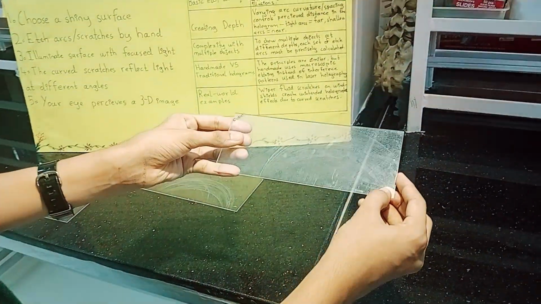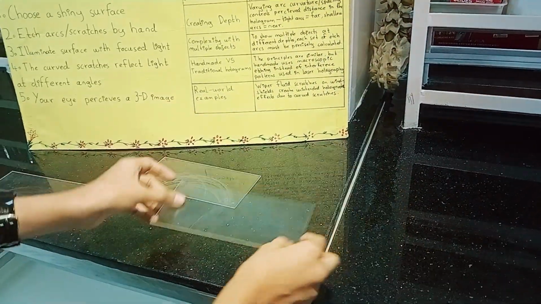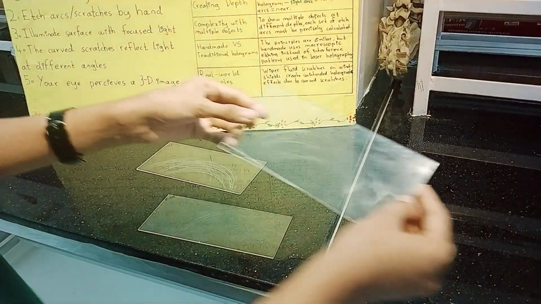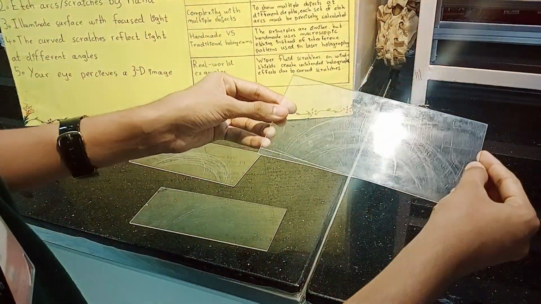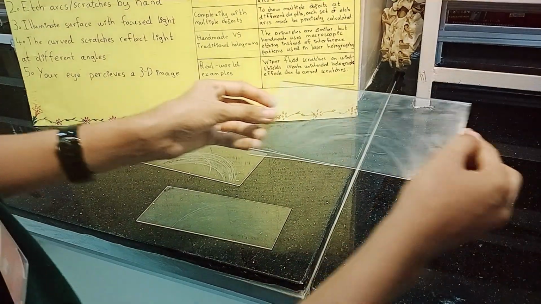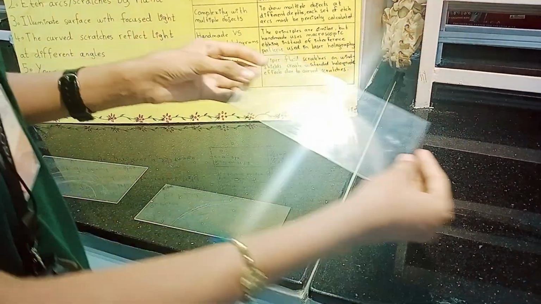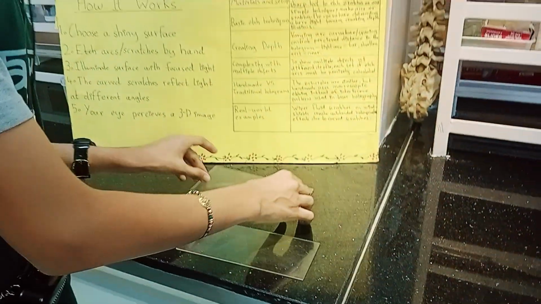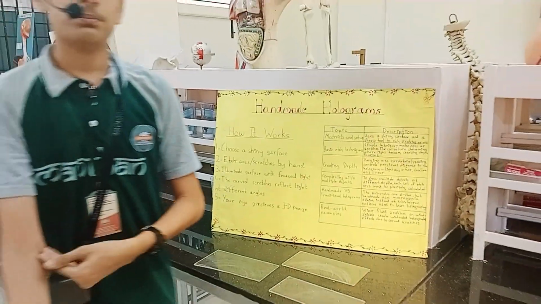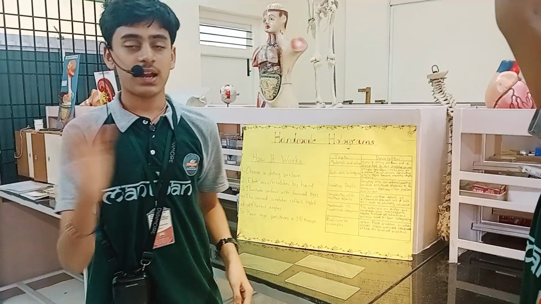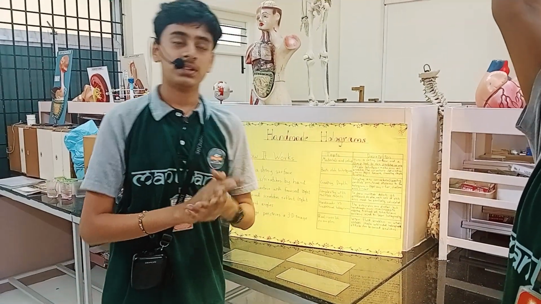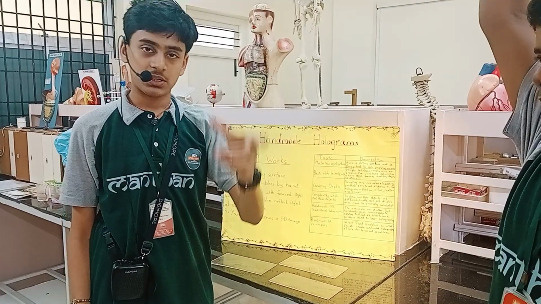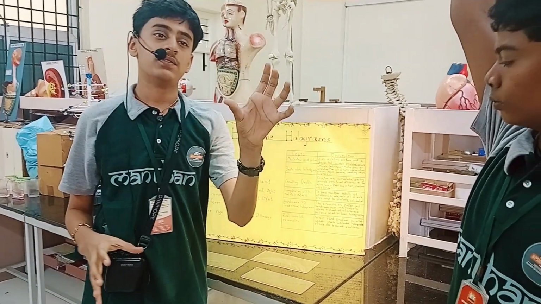This one is a cube. This one is a circle, and this one says hi. This happens in real life when the windshield wipers of the auto or of the car scratch the surface, and when the sun's beam hits it at a particular angle, a hologram will be formed and drivers are able to see that.